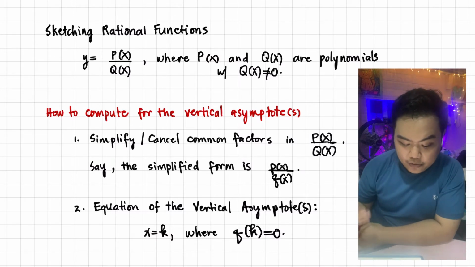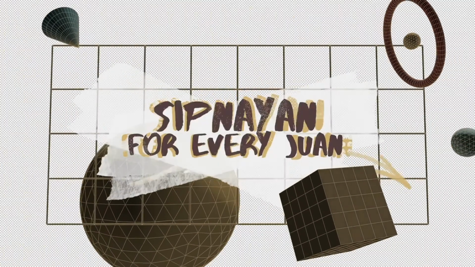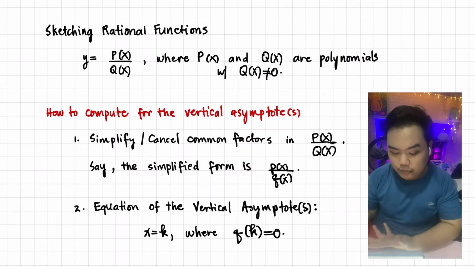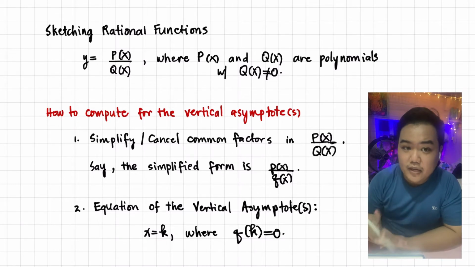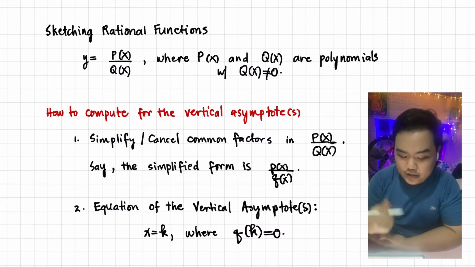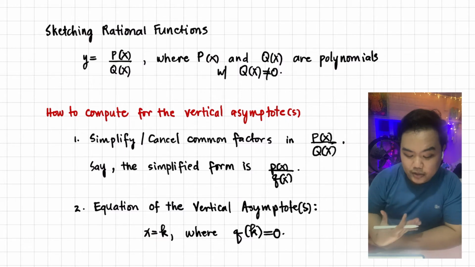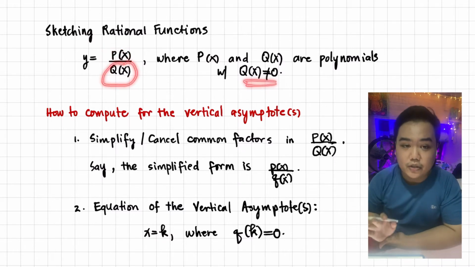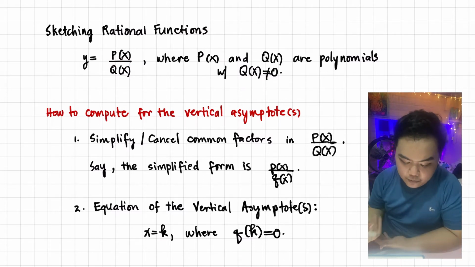And in particular, we're going to compute for the vertical asymptote of a rational function. So recall muna natin what do we mean by a rational function. So a rational function, from the name itself, rational, fraction, rational function. So quotient lang ito ng dalawang polynomial. So basically, that is just a polynomial divided by a polynomial wherein the denominator is not 0 para maging defined ang ating rational functions.